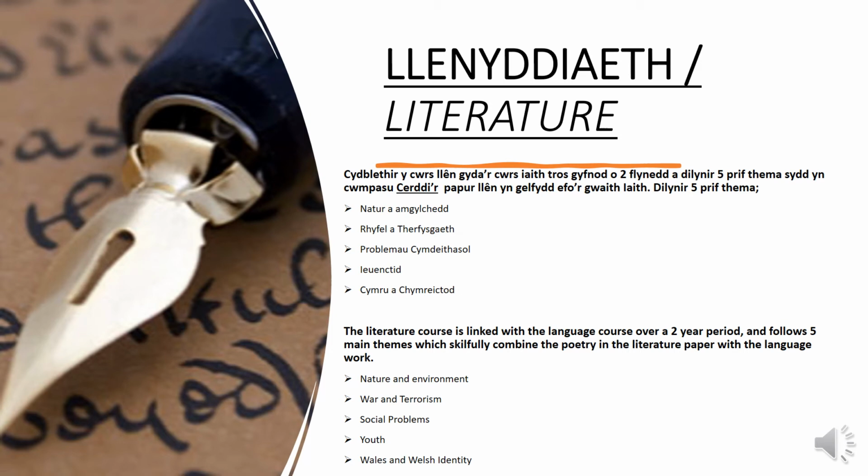We'll move on now to the literature course. Now, the literature course is linked with the language course over a 2-year period and follows 5 main themes which combine the poetry with the language work. They're based on 5 different themes, which are nature and environment, war and terrorism, social problems, youth, and Wales and Welsh identity.